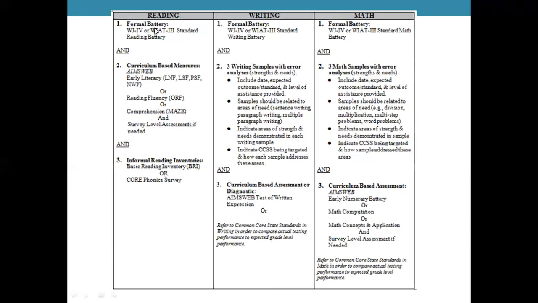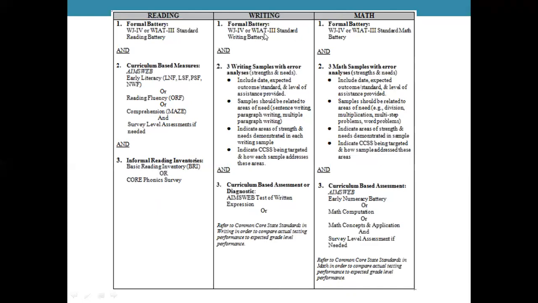So in addition to your formal battery and your CBMs, you're also going to pick one additional reading inventory or reading diagnostic from your literacy class, which might be the basic reading inventory, core phonics. It could be the San Diego Quick. It could be something else that's not listed here that you typically use at your school, and that's also fine too. So there is some flexibility with this informal reading inventory. So that's what you're going to be doing for reading. And like I said, when we meet in person next time, you're going to be identifying your assessment battery as part of an in-class assignment.